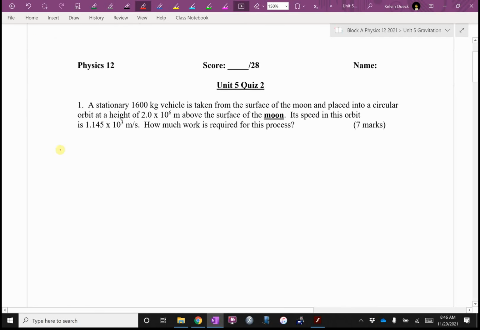So how am I going to solve this? What's this question asking me to find, Sophia? How much work? This is not going to be conservation of energy, because it asked how much work. I'm going to start out by going, okay, work equals the change in potential plus the change in kinetic.